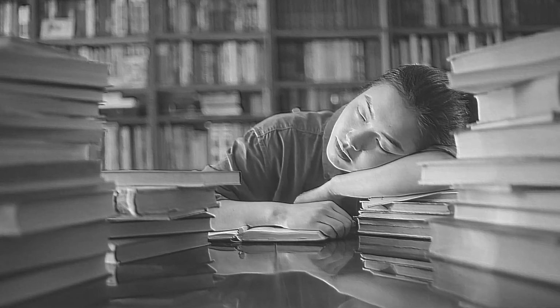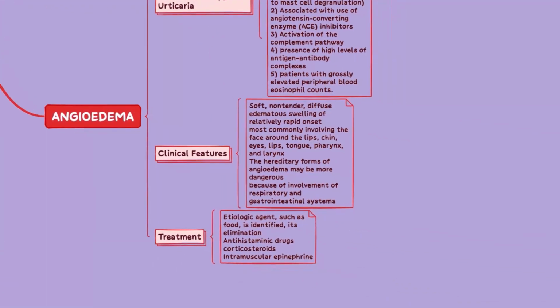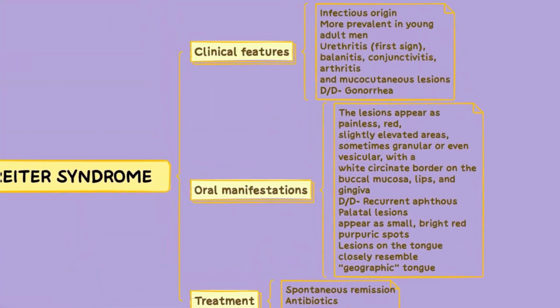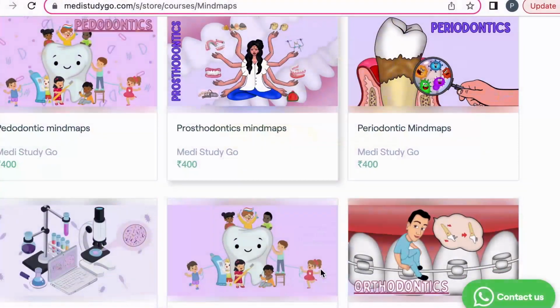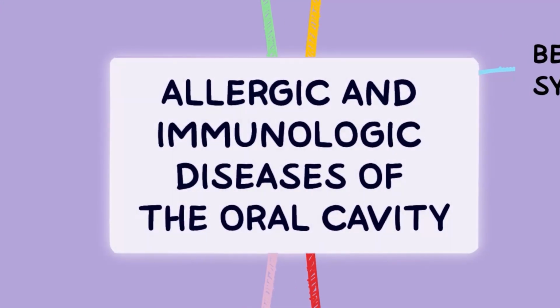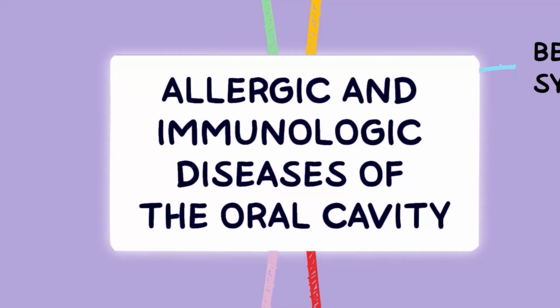Say goodbye to monotonous books and say hello to colorful, interconnected mind maps. In this series, we will quickly help you revise important concepts with the help of mind maps, which you can access later using our app. In this video, we will quickly revise important allergic and immunologic diseases of the oral cavity.